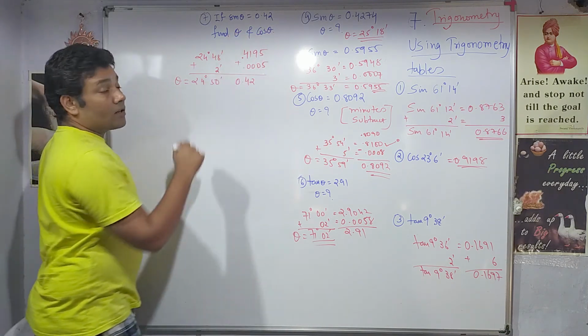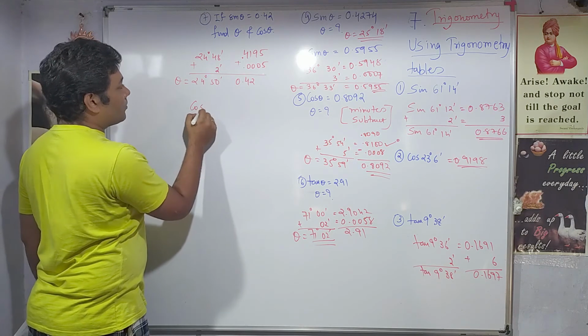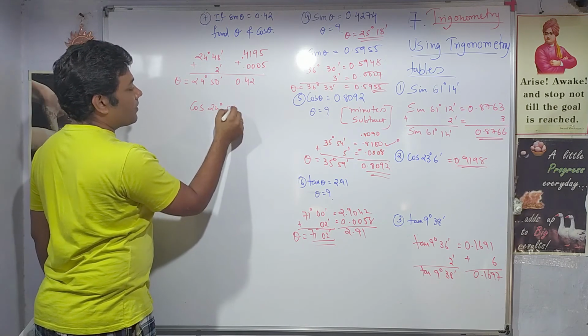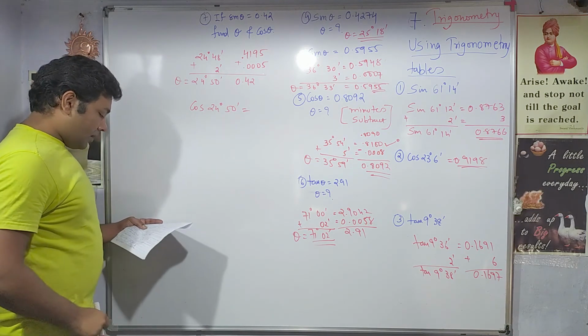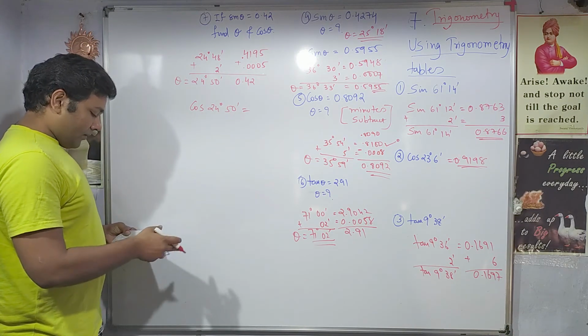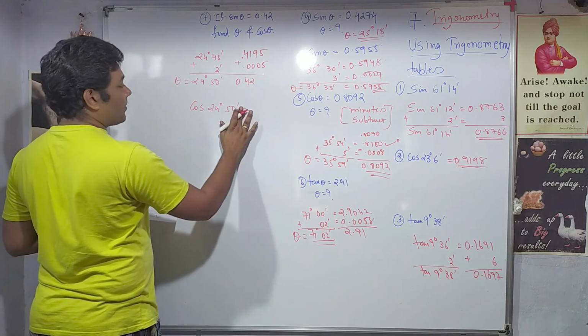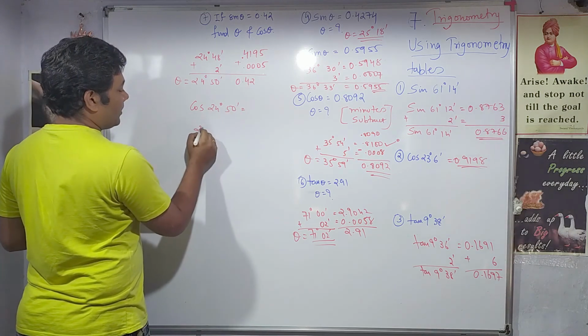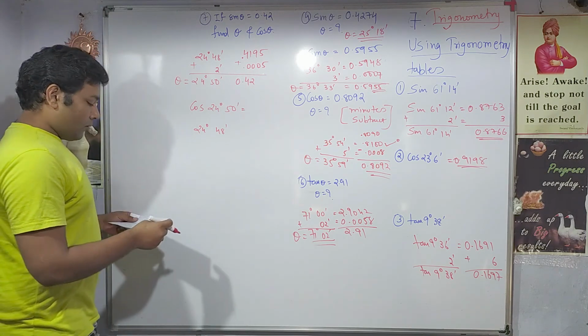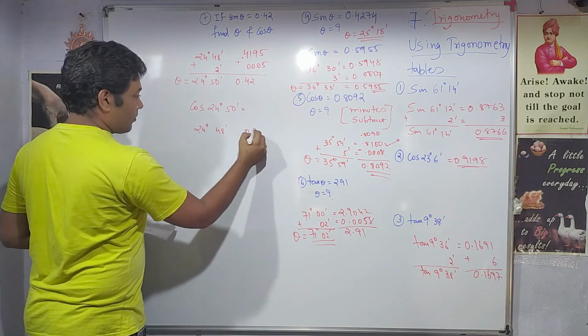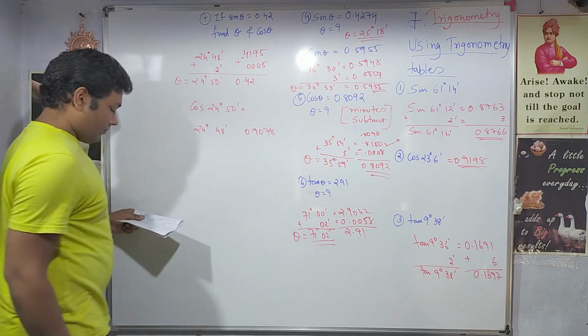Now they have asked us to find cos theta. So we'll find cos 24 degrees 50 minutes. What will be its value? If you go to the table, cos 24 degrees 50 minutes, I don't have its perfect value. So I will write down 24 degrees and 48 minutes. 24 degrees 48 minutes gives me 0.9078.